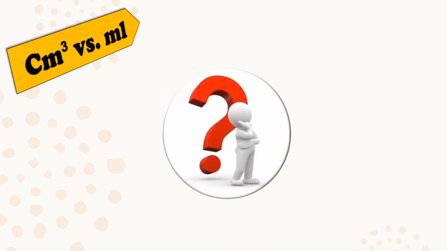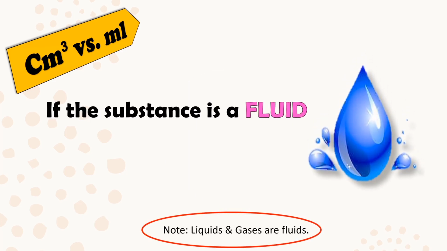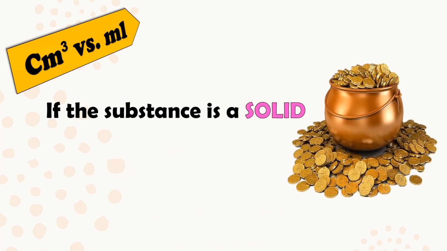Now one last thing is here, and that is the relationship between cubic centimeter versus ml. Now remember the cubic centimeter and ml are equal. But if the substance is a fluid like liquid or gas such as water, then we tend to use ml. And if the substance is a solid like gold or lead, then we tend to use cubic centimeter.